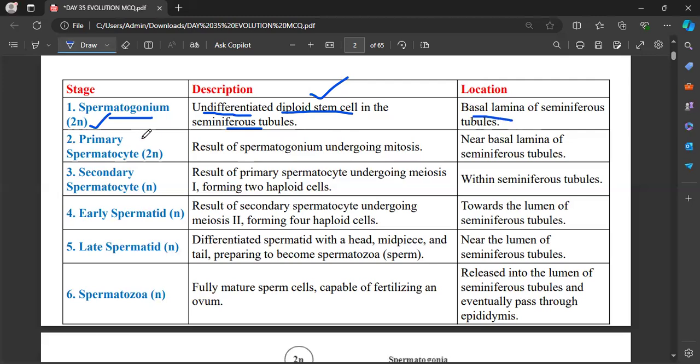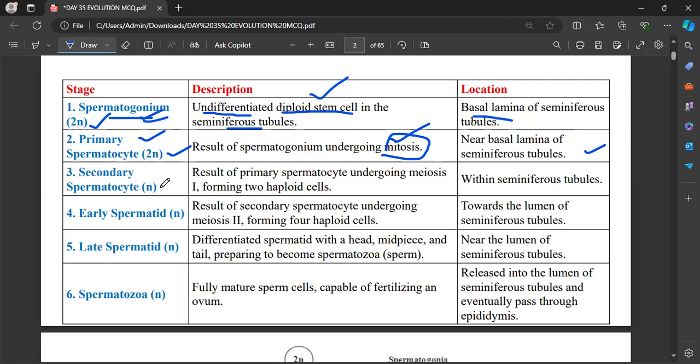Now the primary spermatocyte. As the spermatogonium is diploid in nature, it undergoes cell division, particularly mitotic cell division. As a result of the mitotic cell division, the spermatogonium is converted into a primary spermatocyte, which is also diploid in nature, and that too is near the basal lamina of the seminiferous tubules.